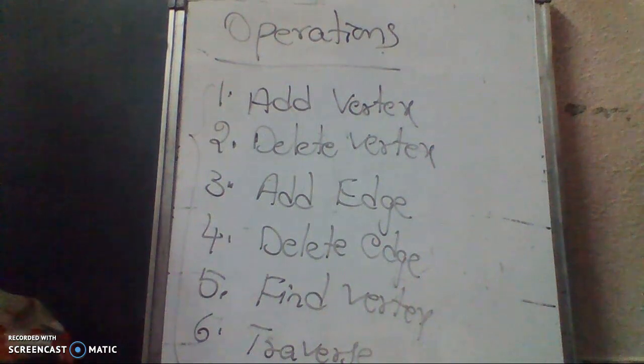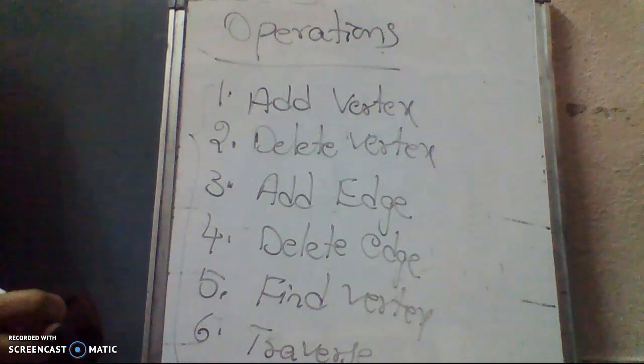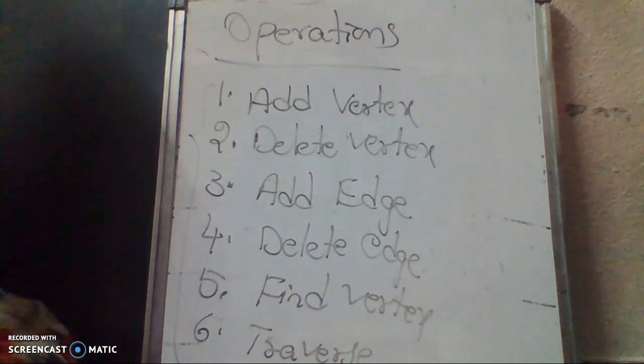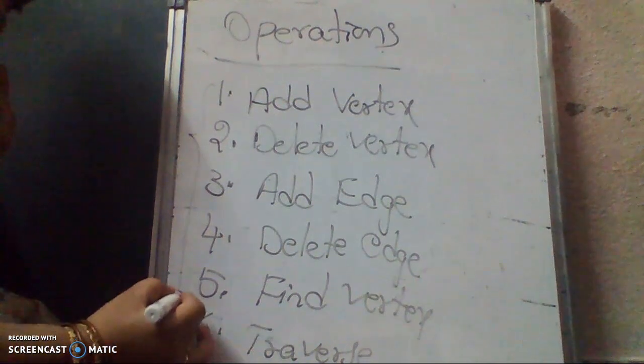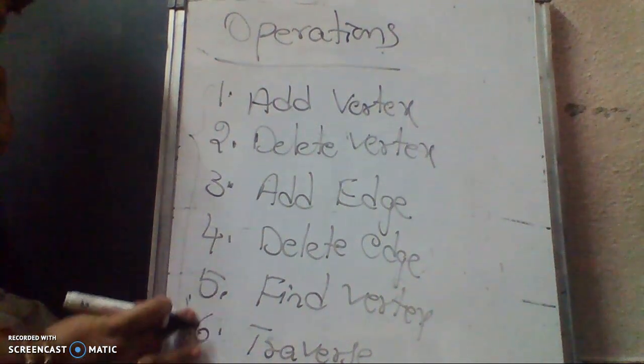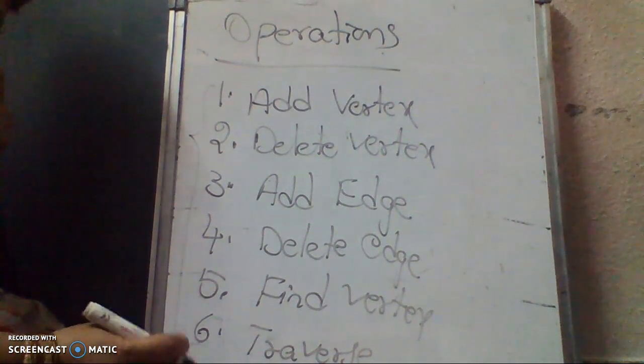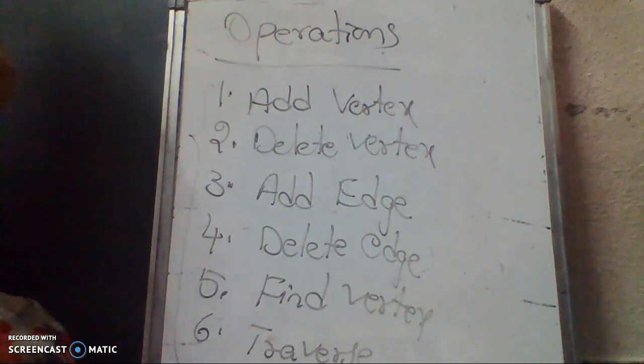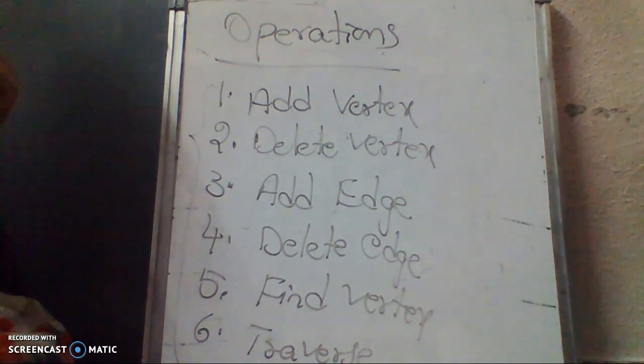Now we'll see one by one operation: how to add a vertex, delete a vertex, add the edge, delete the edge, and find the vertex. Except traverse, we will see all the remaining, because traverse is another separate topic. We have some algorithms in the traversal, those we'll discuss later. First, we'll see the remaining 5 operations.